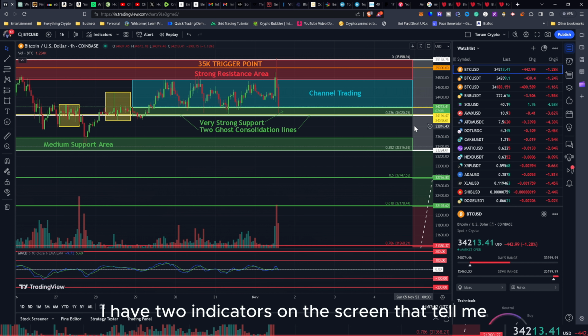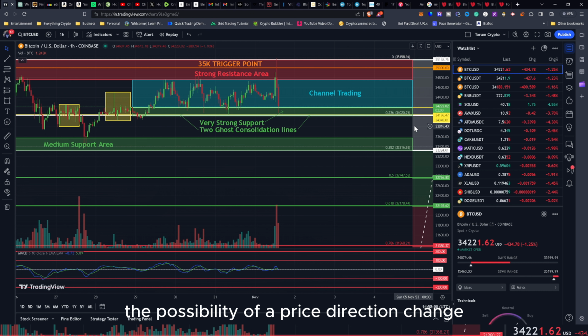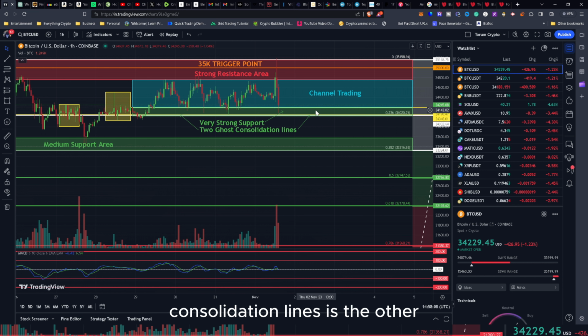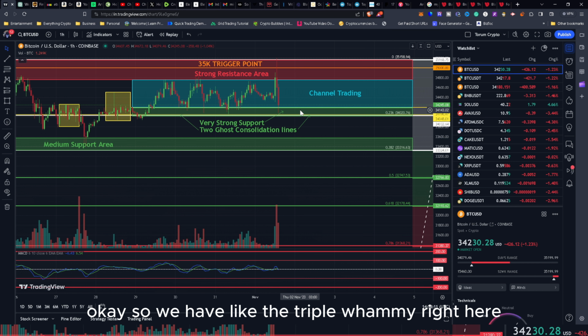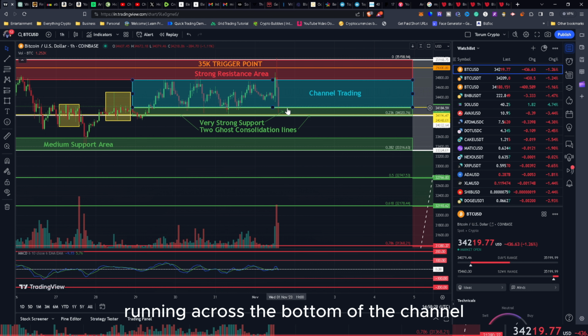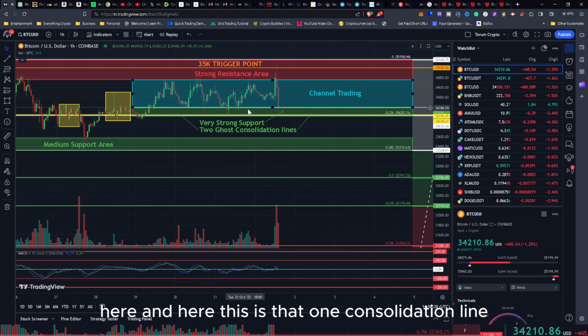I have two indicators on the screen that tell me the possibility of a price direction change. Okay? Or a price bouncing point. Fibonacci is one, consolidation lines is the other. Okay? So we have like the triple whammy right here, and we also have the consolidation line that's running across the bottom of the channel as another area of support where it bounced here, here, and here. This is that one consolidation line.